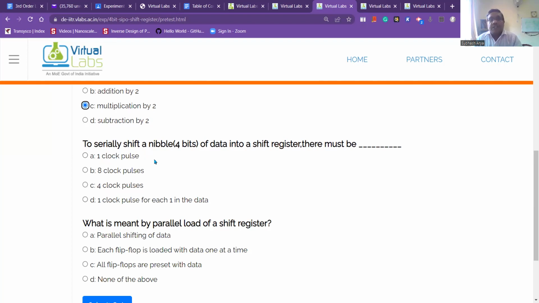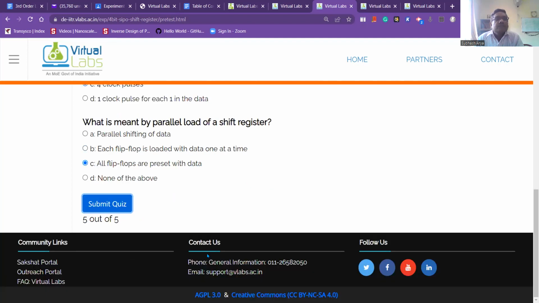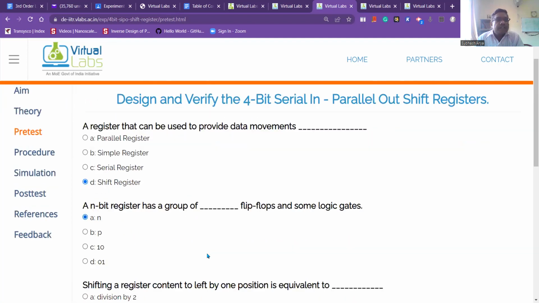To serially shift a nibble, a group of 4 bits, of data into a shift register, there must be 4 clock pulses in order to shift all the 4-bit data. What is meant by parallel load of a shift register? It means we are giving data parallelly, so all flip-flops are preset with data. So let us see, all answers here are correct. Let us move to the next.